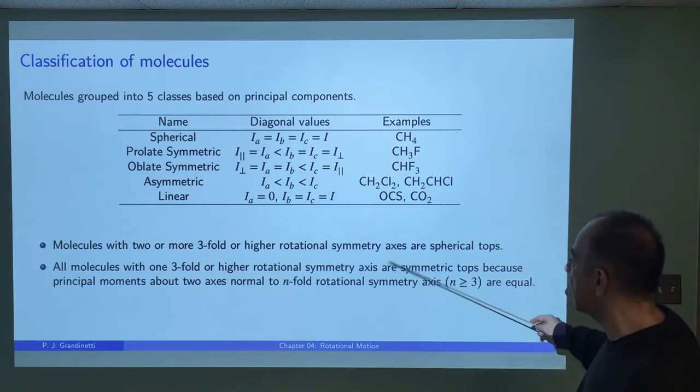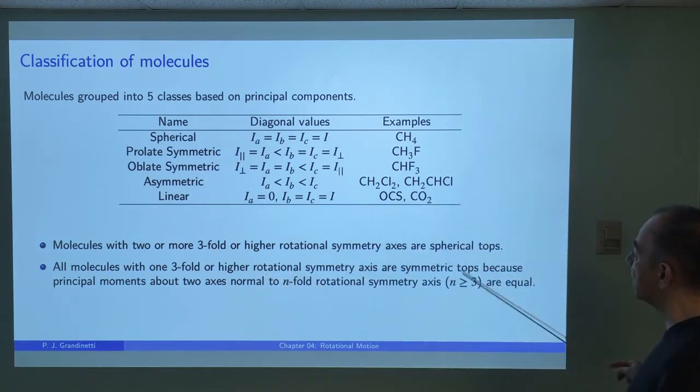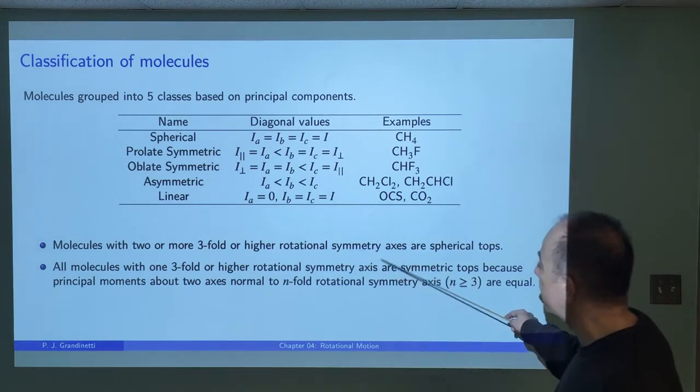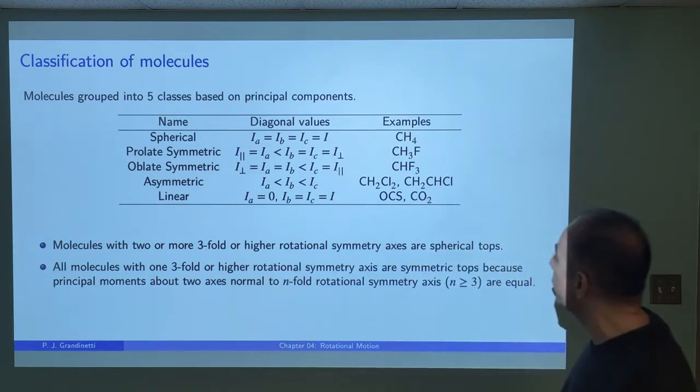And these are molecules that have 2 or more threefold or higher rotational symmetry axes. So if you see those symmetries in a molecule, 2 or more threefold, then you know you have a spherical molecule. So an example of that would be something like methane.